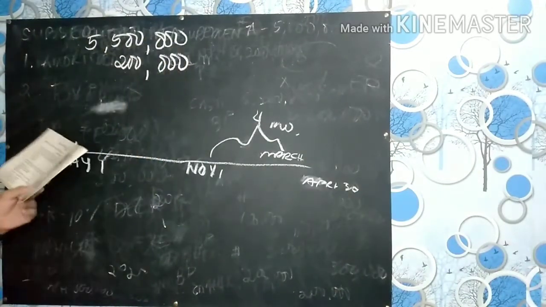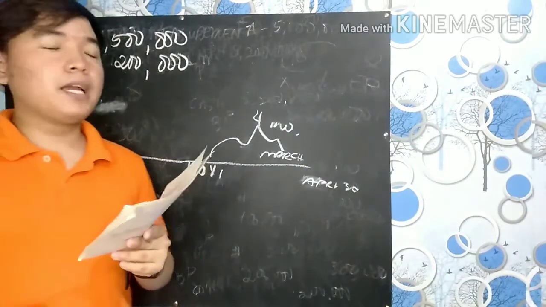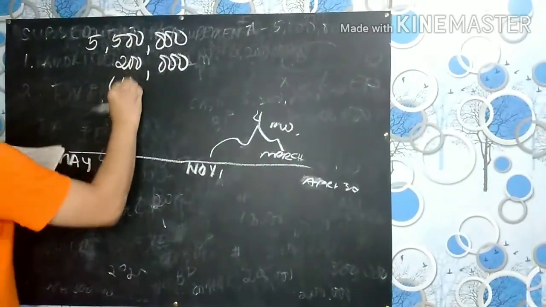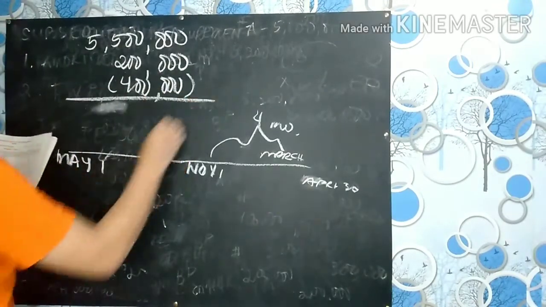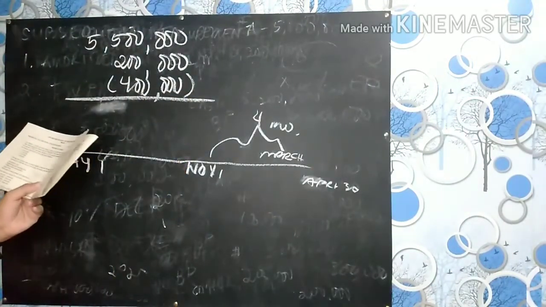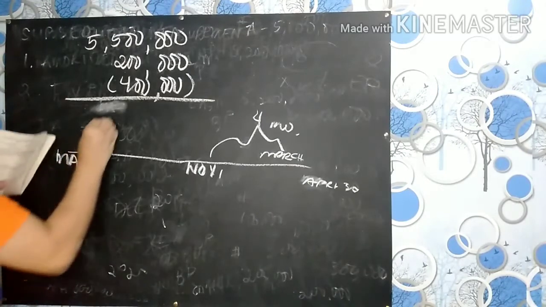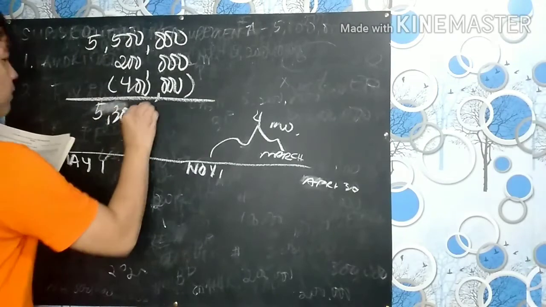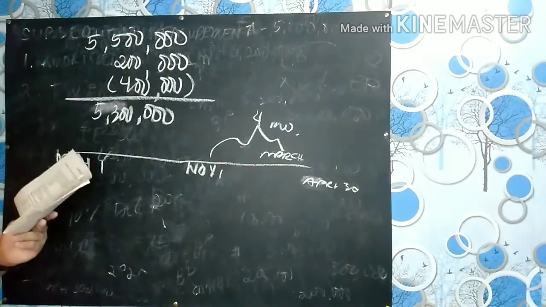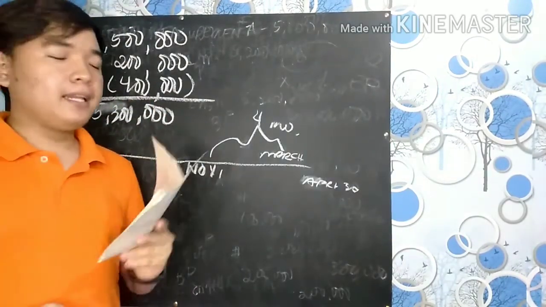Okay? Ano pa? Bond issue cost. Magkano yung bond issue cost? Ililis natin yan. Which is the 400,000. So, the net amount received from the bond issuance is, letter C, 5,300,000. Okay?